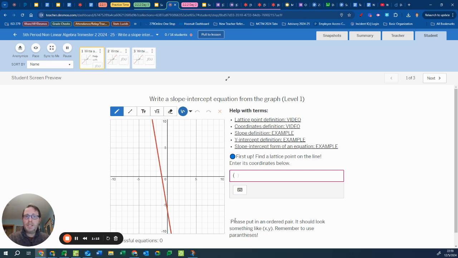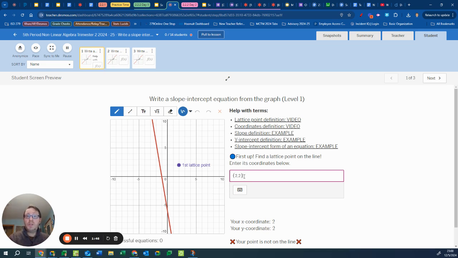Notice how DESMOS gives you some feedback. So if I carefully read the feedback, I'm going to see, oh, please put it in ordered pair. I haven't done that yet. Maybe I don't know what an ordered pair is. So I'm going to keep reading. It should look something like this. It has open parentheses, an x-coordinate, comma, y-coordinate, close parentheses. And it's super important. Remember to use parentheses. Okay. So I'm just going to put in some random numbers because I'm not quite sure. I need a little review here.